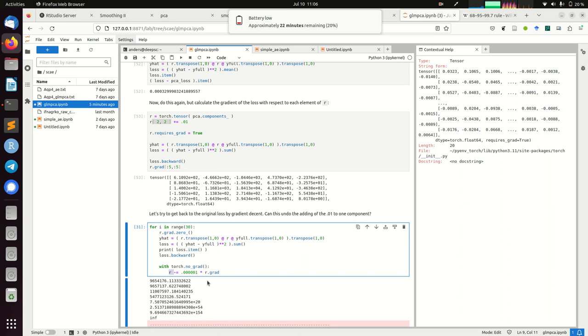This problem here is convex. The PCA, I think you can prove that it's convex. Or actually, no, I'm not sure. I think it's not a convex problem.